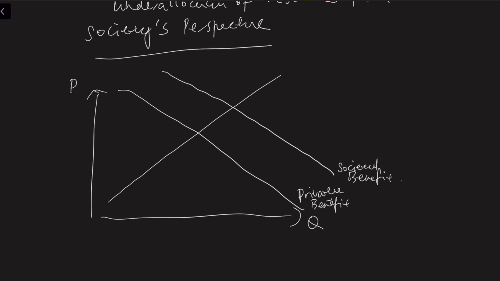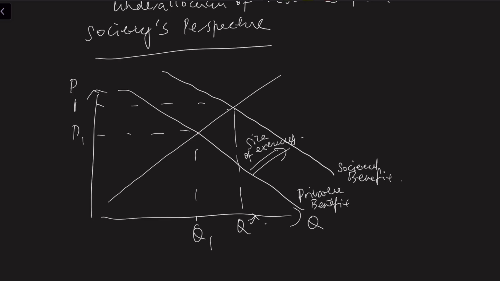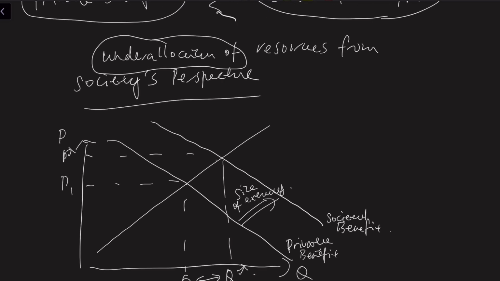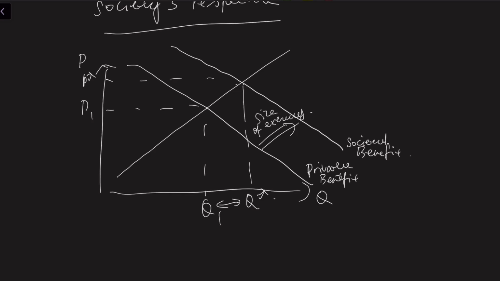And you can see clearly as an individual, you are maximizing your own benefit where you consume here. But what about from society's perspective? Because you are conveying this benefit, this is the size of the externality. From society's perspective, you should consume it here. So this gap is what I mean by under-allocation of resources. And this is the problem with a perfectly competitive market, because nobody cares about society, they only care about themselves.